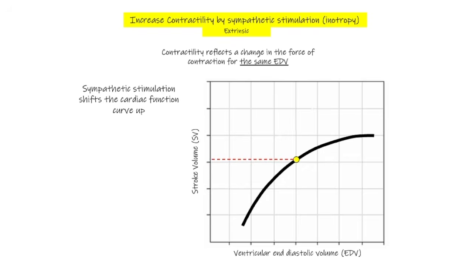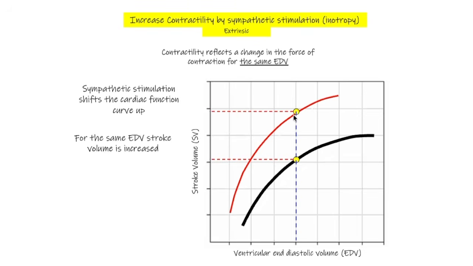If we sympathetically stimulate this ventricular muscle at the same end-diastolic volume, the net result is it's going to give us a greater stroke volume. So in essence, what this is doing is it's shifting the entire cardiac function curve upward. So for the same end-diastolic volume, we get an increased stroke volume.